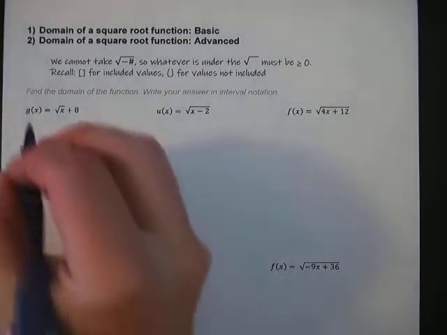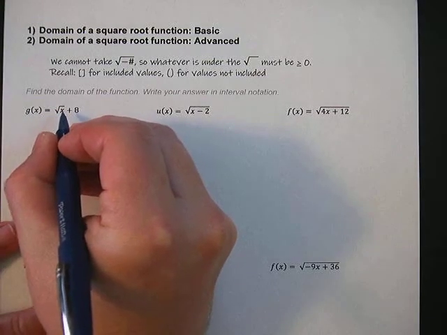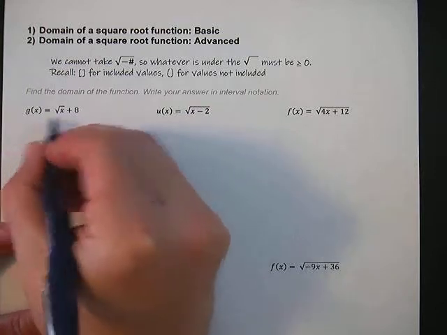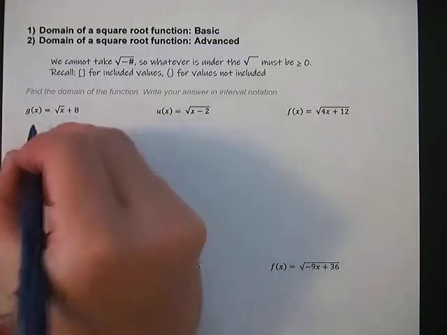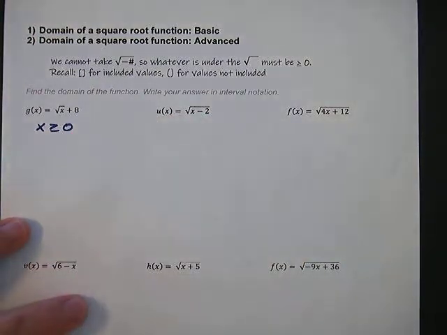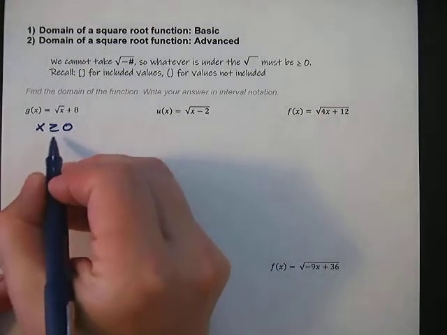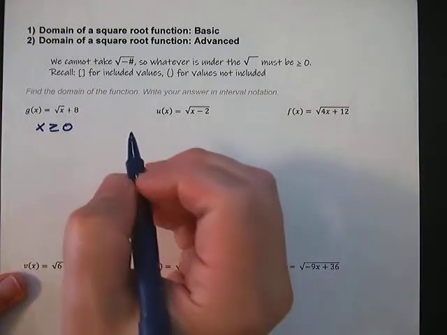Okay, so let's take a look at this first one. The only thing underneath the square root here is x. So what we do to find the domain of g of x here is we set the inside greater or equal to 0, and then you solve for x. This one is already solved for x for us. So we can say that our domain is all numbers that are greater or equal to 0.